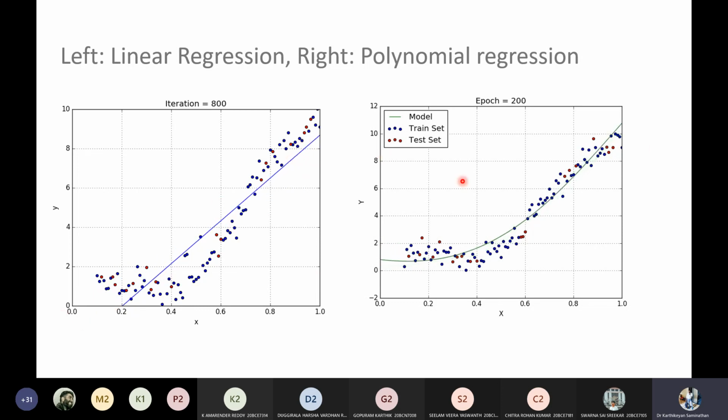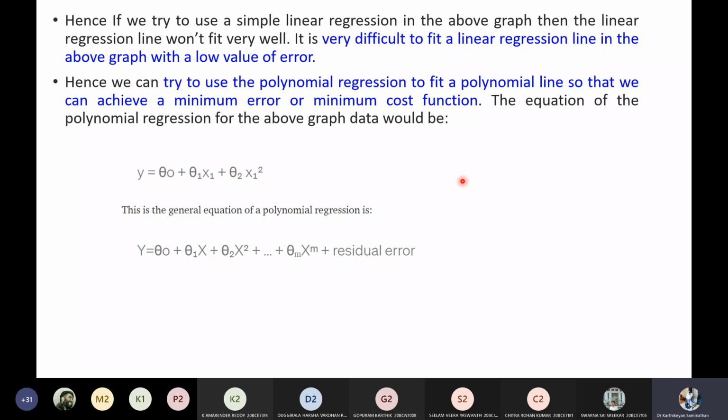So if you do more training, generally it is very difficult to fit the linear regression line in the above graph with a low value of error. The logic behind this is that if you are not using proper observations, proper data sets for training, obviously you will end up with low error, meaning low bias, meaning overfitting, right? Hence we try to use the polynomial regression line to fit polynomial curves so that we can achieve the minimum error or minimum cost function.